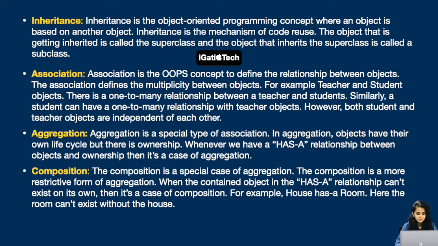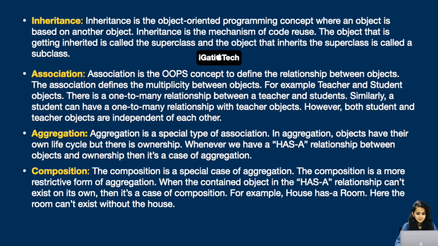Now, what is association? Association is the OOPS concept to define the relationship between objects. The association defines the multiplicity between objects. For example, teacher and student objects. There is a one-to-many relationship between a teacher and students. Similarly, a student can have a one-to-many relationship with teacher objects. However, both student and teacher objects are independent of each other.